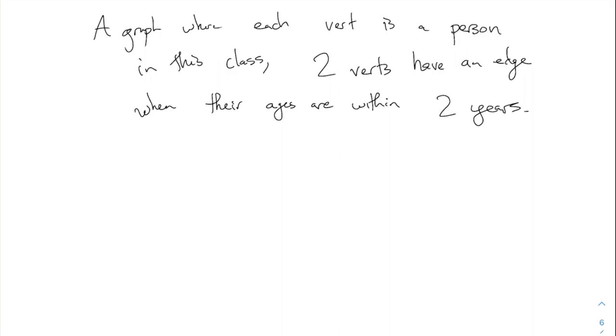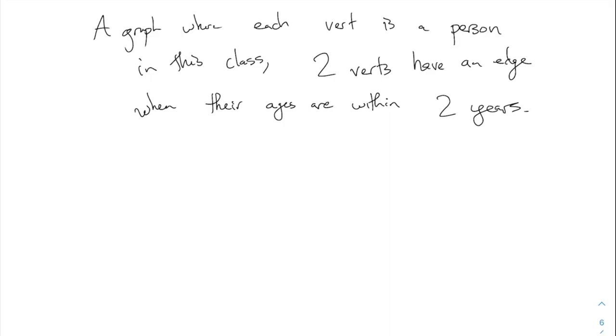Anyone want to say, what do you think your degree is in this graph? I don't know about you specifically, but just a typical degree in this graph. Let's say there are about 30 people in this class. Would you expect the degree of a typical person to be like 1 or 2, or like 100, or like 30? Any ideas? Maybe a little bit under 30. Why do you say that? Because there could be some people who are more than 2 years apart. Yeah, because most of you are actually within 2 years of each other, and so you'll all be connected to all of the other ones who are in that category.